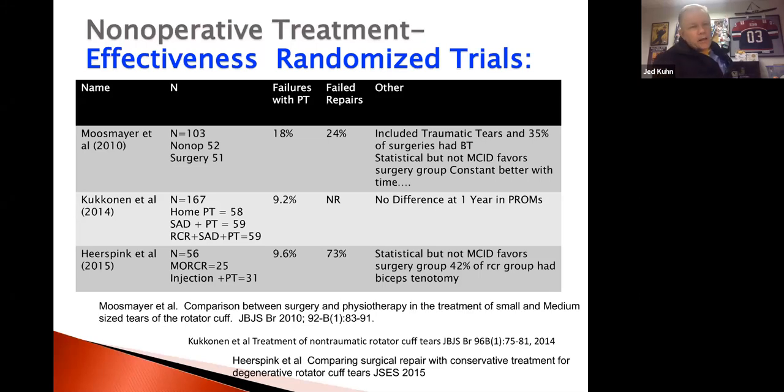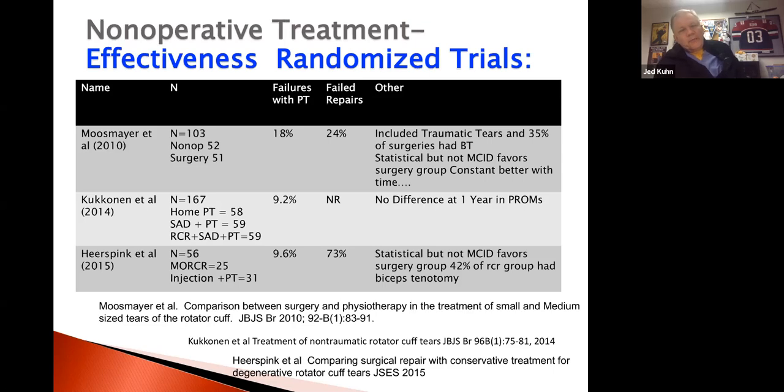Kukkonen did another study in 2014. This was interesting. 3 groups: home therapy; subacromial decompression and PT with no treatment of the torn cuff; and rotator cuff repair, subacromial decompression, and PT. At 1 year, no difference in the patient-reported outcomes. They had about a 10% crossover rate to having surgery in the therapy group. And here Spink had 56 patients. Some were treated with mini open rotator cuff repair. Some were treated with an injection and physical therapy.